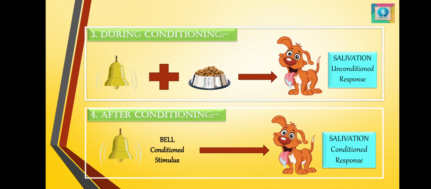After this continuous conditioning, the bell was given to the dog, which was now a conditioned stimulus, and the dog was salivating even if the food was not provided, and that salivation was the conditioned response. The dog had learned to associate the bell with the food, and salivation was triggered by the sound of the bell. So, Pavlov showed that classical conditioning leads to learning by association.